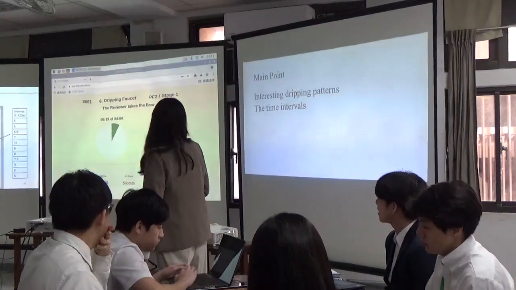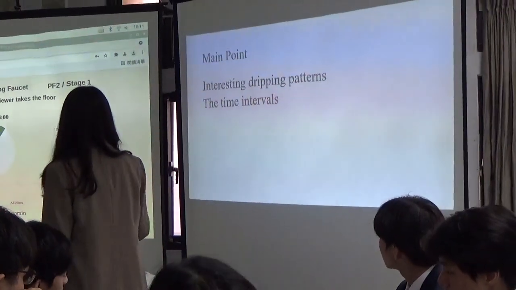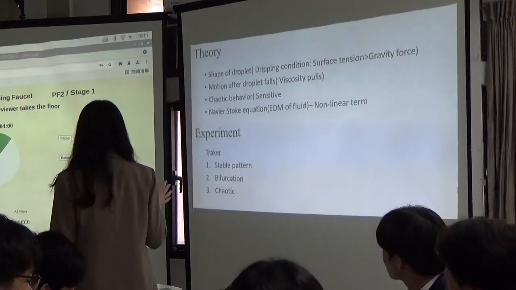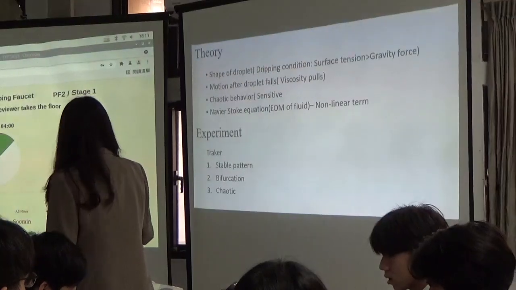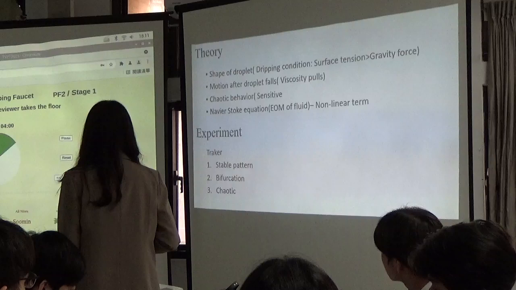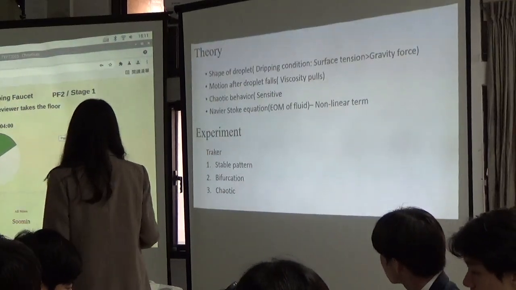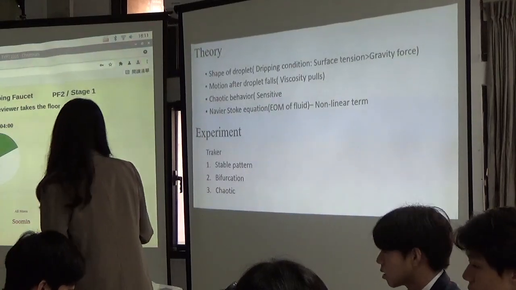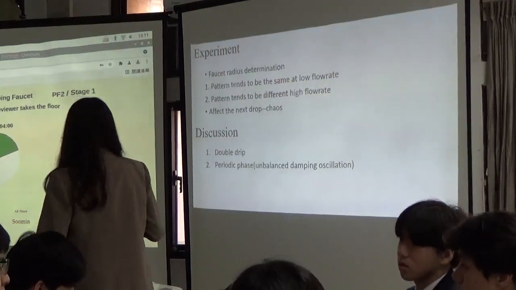So this is the report's main points. The interesting driven pattern and the time interval. And the theory is the shape of the droplet and the motion after the droplet closes, and the chaotic behavior and the neighbor drop equation. In the experiments, they mention the retractor, and it divides into the stable pattern, the bifurcation pattern, and the chaotic pattern.